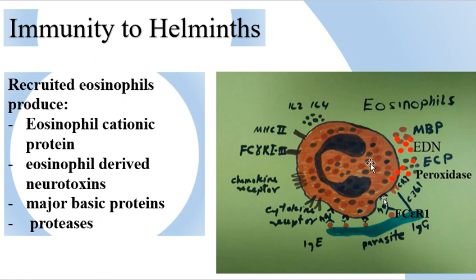So following this, eosinophils produce eosinophil cationic protein, as can be seen here, and eosinophil derived neurotoxins, which is toxic to the worms, and major basic protein, which is also toxic to the worm, and proteases.